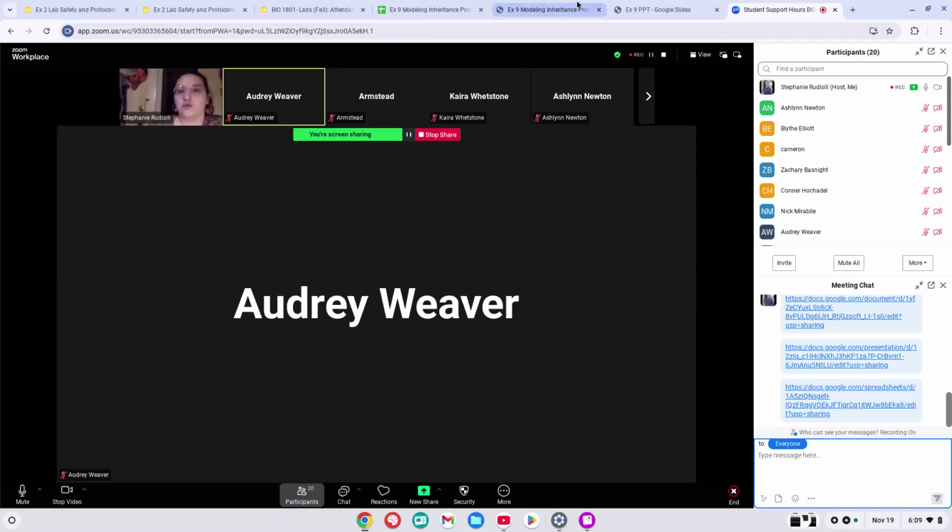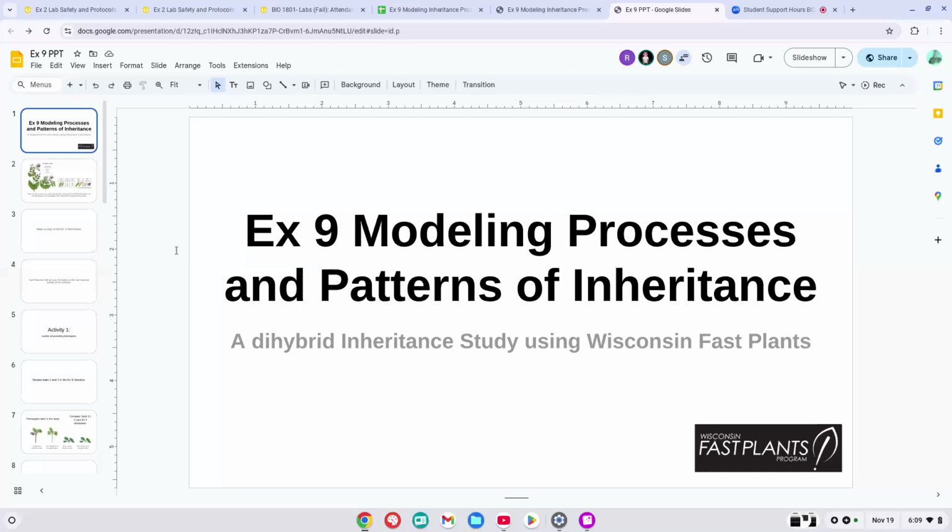Now, we're going to kind of jump to these slides. And for those who have them pulled up, again, today we're going to talk a little bit about patterns of inheritance, okay? And so we're basically looking at a dihybrid, which means 2 characteristics of inheritance, study using something called Wisconsin fast plants. So these were plants that were grown by one of the lab coordinators in the department, and they grow very, very quickly. That's why they're called Wisconsin fast plants, but they have known and sequenced genomes with certain characteristics that we're going to be monitoring with this as we kind of look at them with class today.